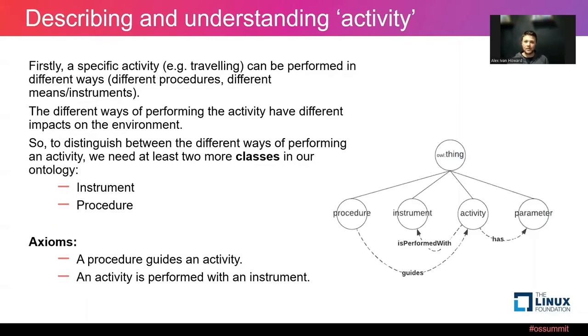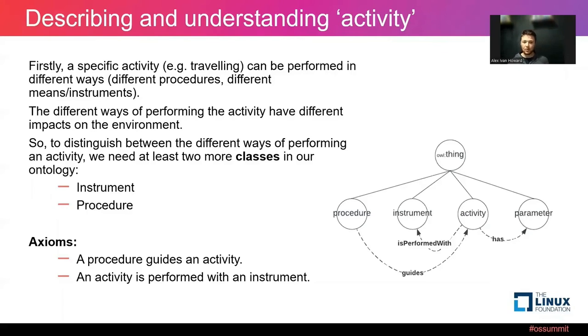Now that we've dealt with environment, what do we need to know further about activities? There are two things. Firstly, the same activity, a specific activity, for example, traveling, can be performed in different ways. Most notably, using different instruments or using different procedures. The activity of traveling, for example, can be conducted using a car or using a bicycle or using an airplane. And these different ways of performing an activity all have different impacts on the environment.